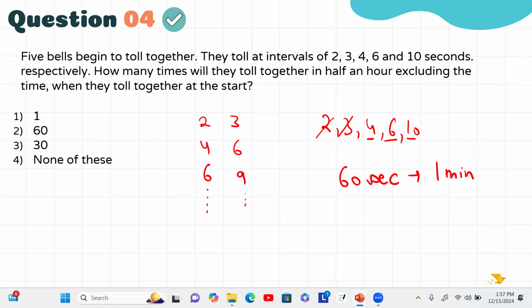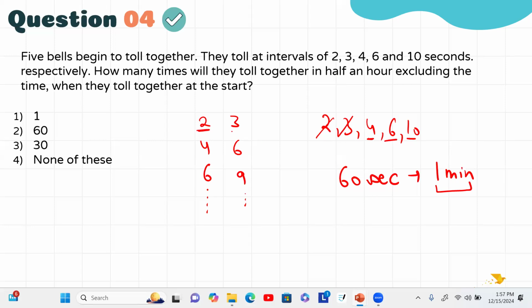But now the question is not asking you LCM. You have to read the question properly. Question is saying how many times will they toll together in half an hour, excluding the time when they tolled together at start. So I can see that in every 60 seconds, or I can say in every 1 minute, they are tolling together once, right?